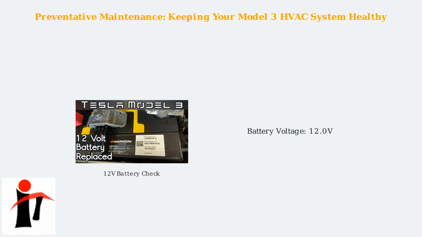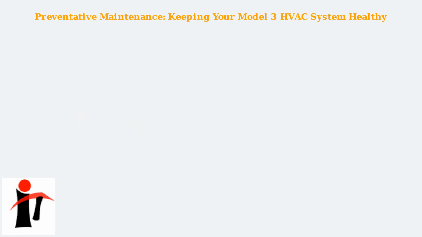Ensure your 12-volt auxiliary battery is in good condition, as low voltage can cause HVAC malfunctions. Tesla recommends checking battery health regularly to prevent system errors. Finally, consider having your HVAC system inspected annually by a qualified Tesla technician. This proactive approach can identify potential issues before they become major problems.